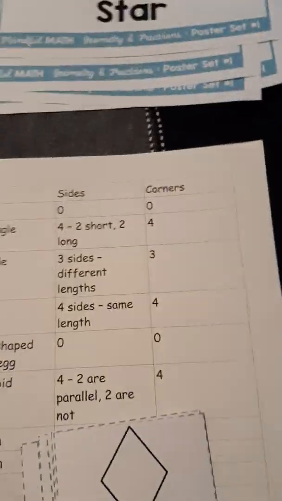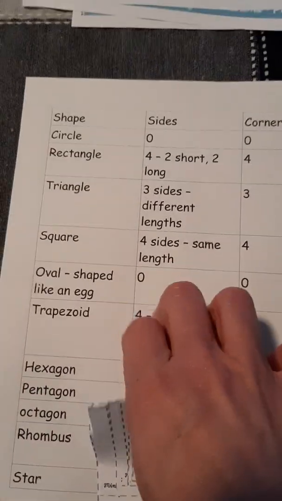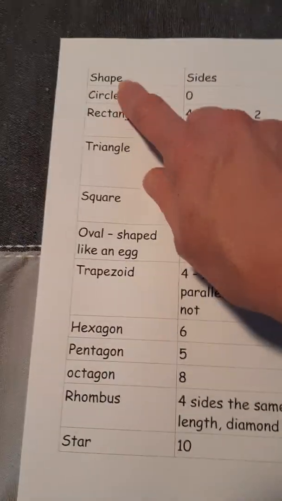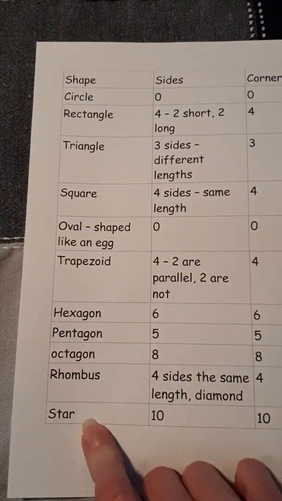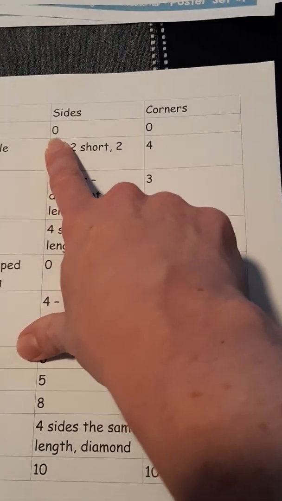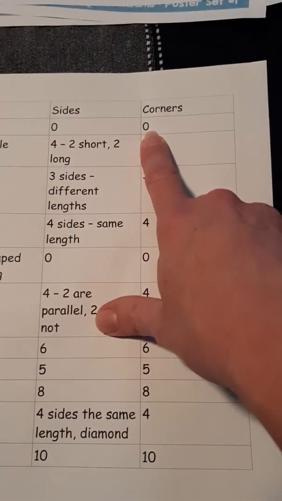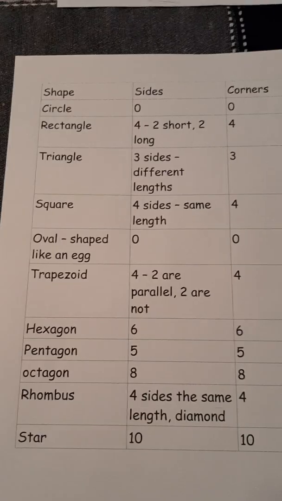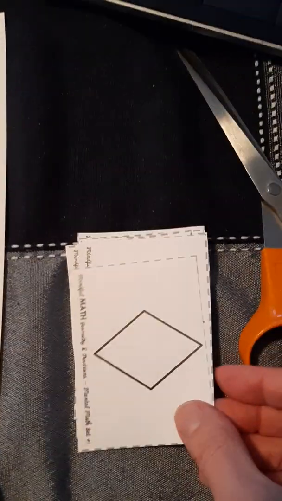So I have a chart here that I made that has all the shapes on it that we just talked about. And then beside the name of each shape, I put how many sides it has and how many corners it has. Okay? And I also have here a little pile of shapes. But the name isn't on the shape. Do you recognize this shape?